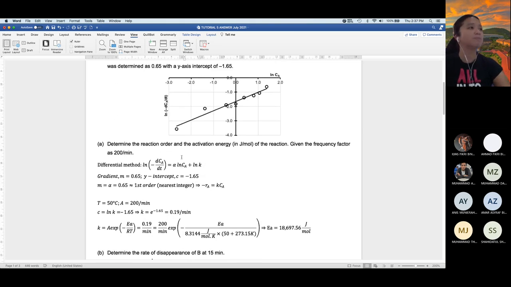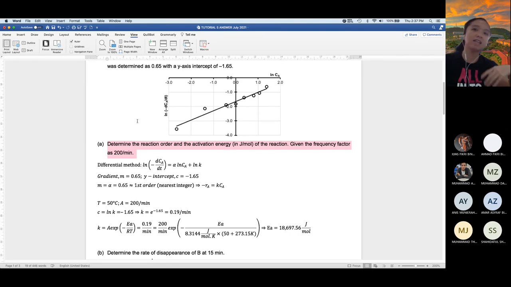So the question says, determine the reaction order and the activation energy in joule per mole of the reaction, given frequency factor 200 per minute. So this question says they want us to find alpha, the reaction order, and instead of finding K, because just now I said we usually use the graph to find alpha and find K.